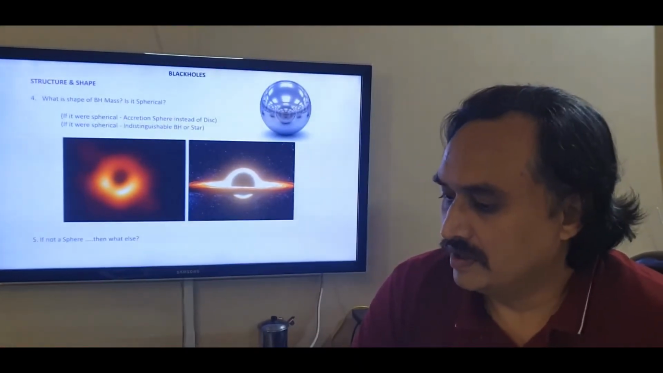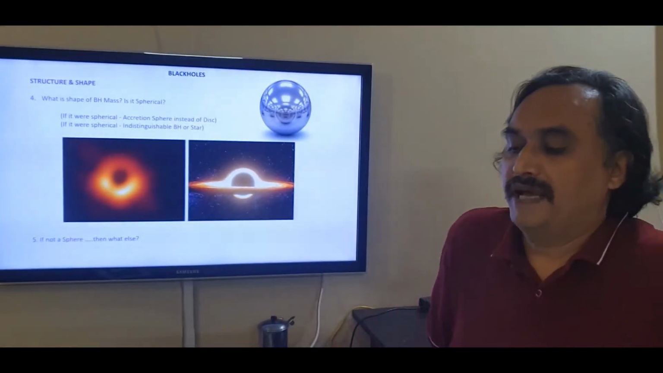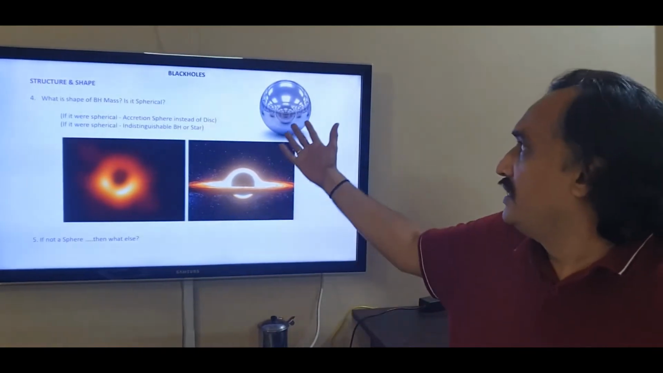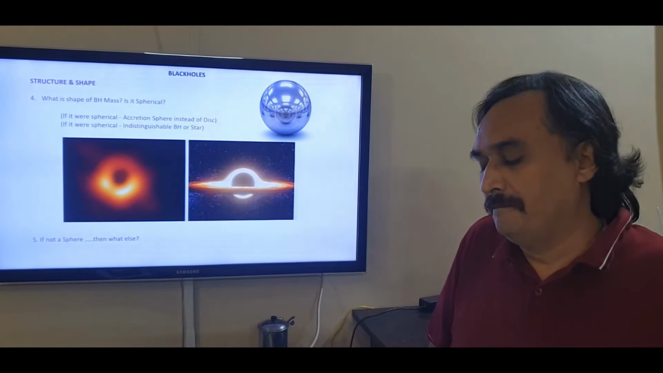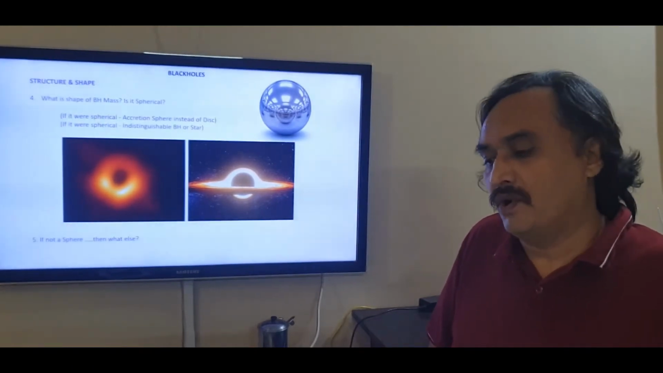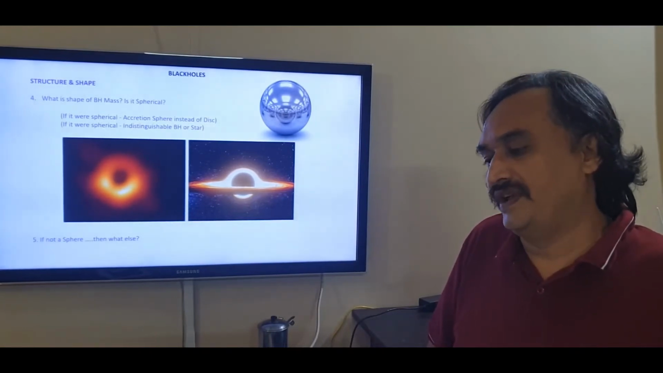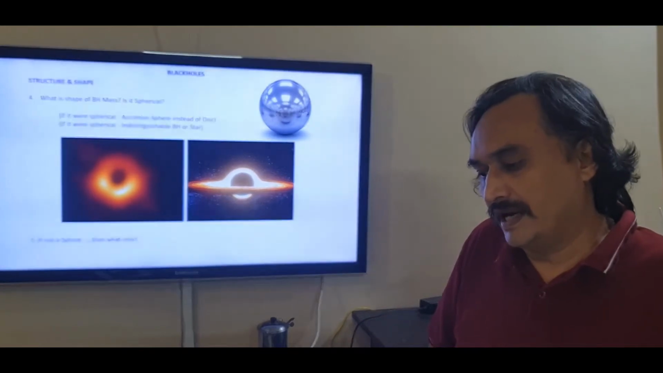Now coming to the aspect of what is the shape of that black hole mass. Of course, we have already shown it as spherical, and is it really spherical? Manthan model will contest that, and we'll say that it's not possible to be spherical, and we will also suggest an alternate model for that.